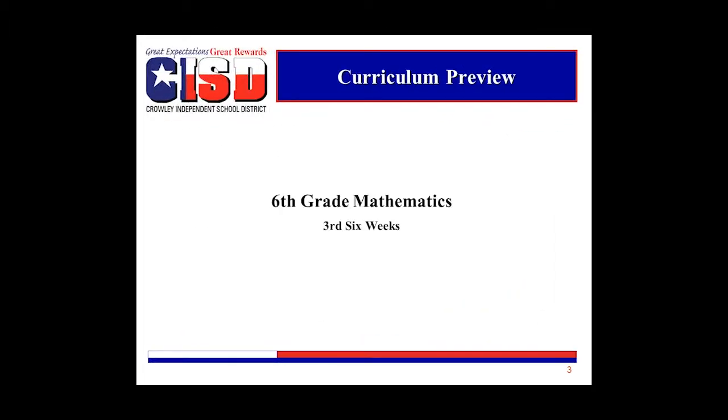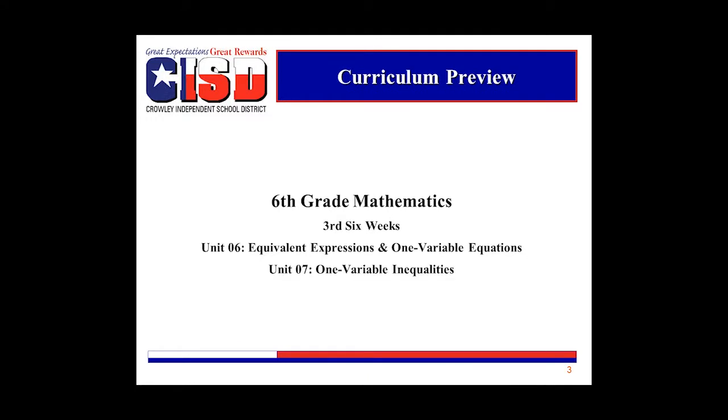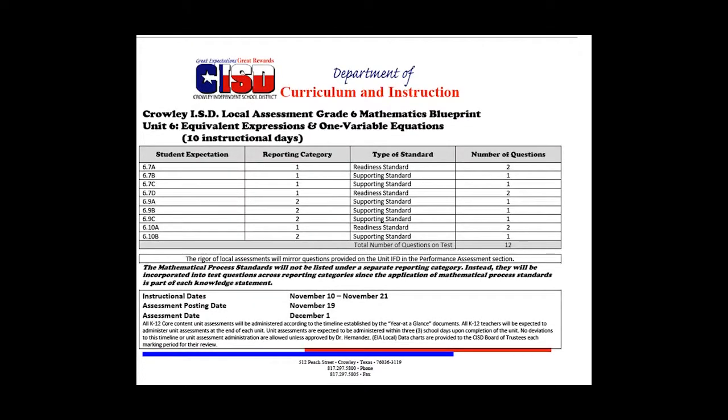Units covered in the third 6 weeks are Unit 6, Equivalent Expressions and One Variable Equations, and Unit 7, One Variable Inequalities. Please pause the video to review the Unit 6 Local Assessment Blueprint. Take time to note the instructional days and the assessment posting and administration dates. Beginning the third 6 weeks, assessments will be posted 72 hours before the testing date.